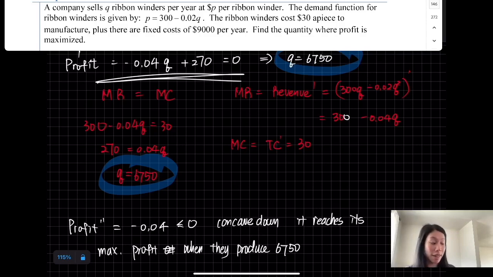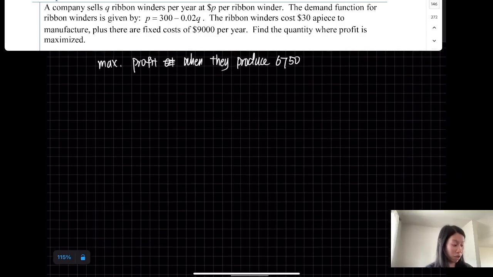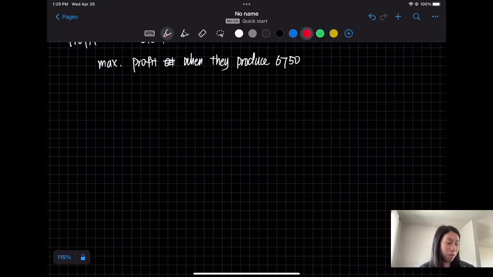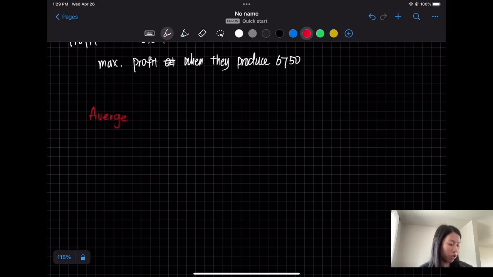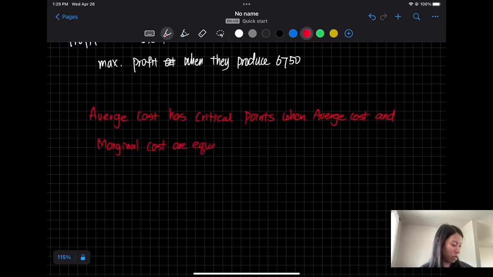Okay, another business concept is the average cost. Sometimes they want you to find the minimum of the average cost. So what is average cost? By definition, average cost has critical points when the average cost and marginal cost are equal.